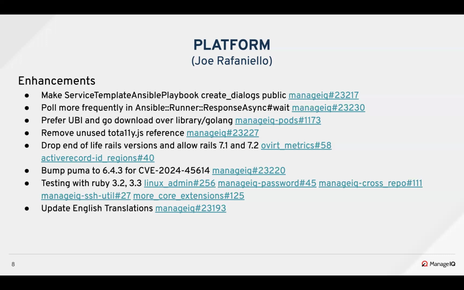I removed support for end-of-life Rails version 6.1 and older, and allowed Rails 7.1 and 7.2 in a few new repositories. Jason upgraded Puma to 6.4.3 to address the CVE. Keenan added testing of Ruby 3.2 and 3.3 in several repositories, and the bot added updated extracted English translations after Jason had some fixes to English strings in other repositories. Next slide.